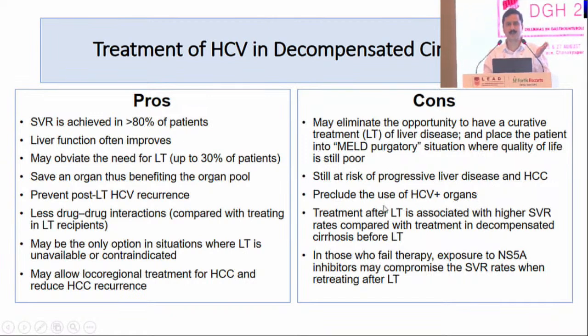And this precludes the use of HCV positive organs. So now HCV positive organs are being given to patients with decompensated HCV disease. So if you treat them before transplant, then HCV positive organs cannot be given. And obviously we know that treatment after LT is associated with higher SVR rates as compared to treatment in patients with decompensated cirrhosis. And those who fail therapy, then you have limited options to treat after transplant.